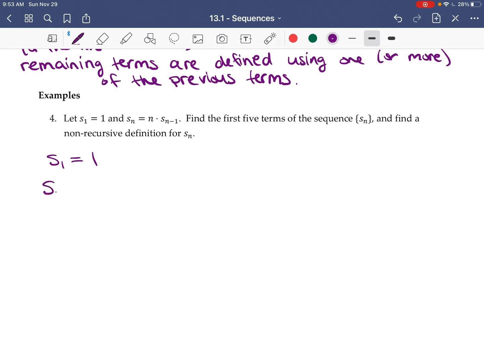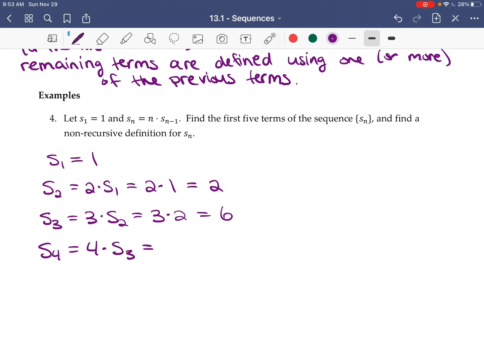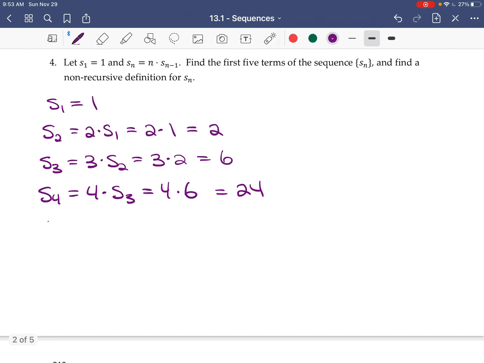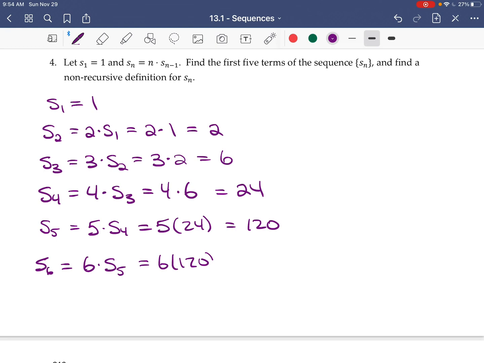S1 is 1. Okay, S2 is 2 times S1, so that's 2 times 1, or 2. Okay, S3 is 3 times S2, so that's going to be 3 times 2, or 6. S4 is 4 times S3. Okay, so that's 4 times 6, which is 24. Okay, now S5 is 5 times S4. So that's 5 times 24, which is 120. S6, this is the last one I'm going to do, so it's 6 times S5. So that's 6 times 120, so it is 720.